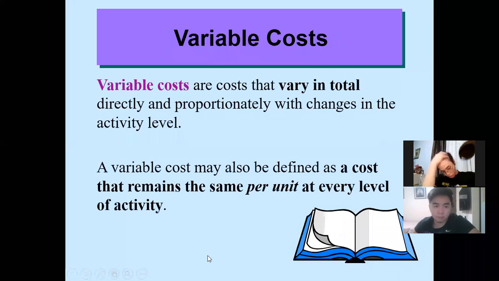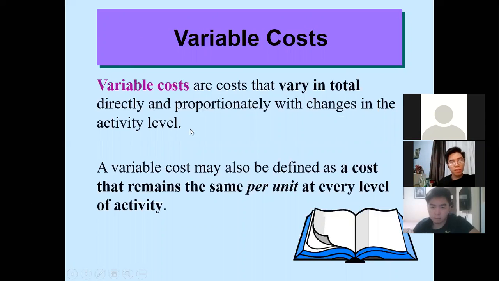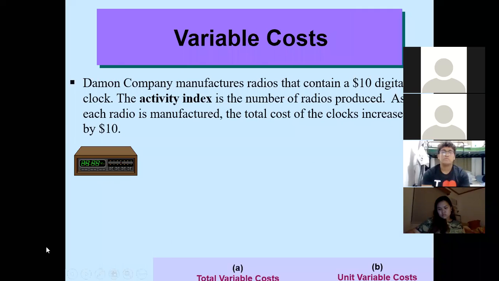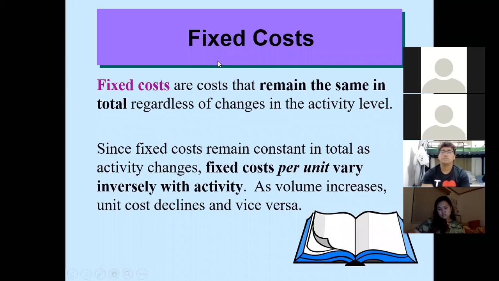Alright. Distinguish between variable and fixed cost. Okay. Inulit ko lang. Variable cost total will vary in total directly and proportionately to the changes in the activity level. Alright. While the variable cost per unit will remain the same. While the fixed cost total will remain the same, no? While the fixed cost per unit will vary inversely with the activity. Alright. Ito lang naman yan, no? Ito na yun.